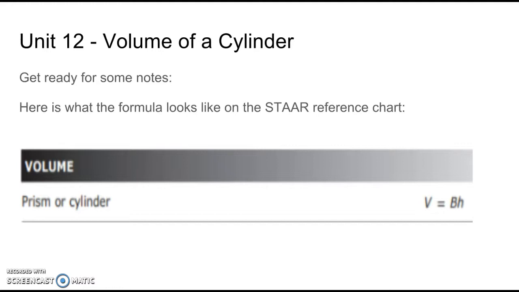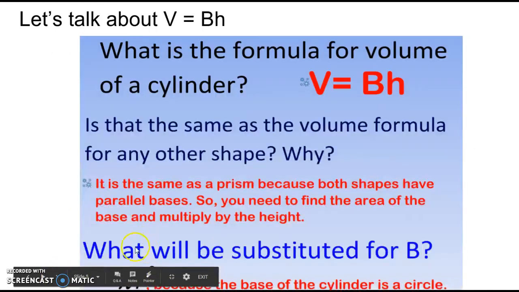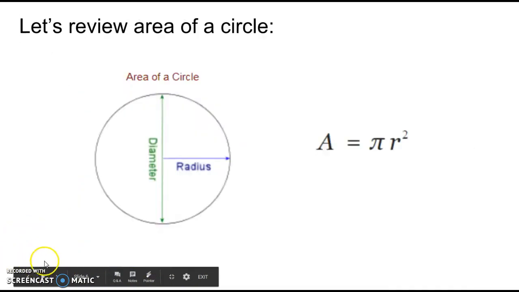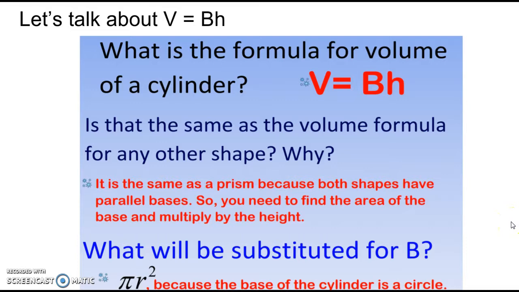Here's what the formula looks like on the STAAR reference chart. Volume equals big B times H. Volume equals the base of the cylinder times the height. And that formula should look familiar to you. It's the same formula for surface area of a prism. Okay. Now let's talk about volume equals base, the base of the object times the height.